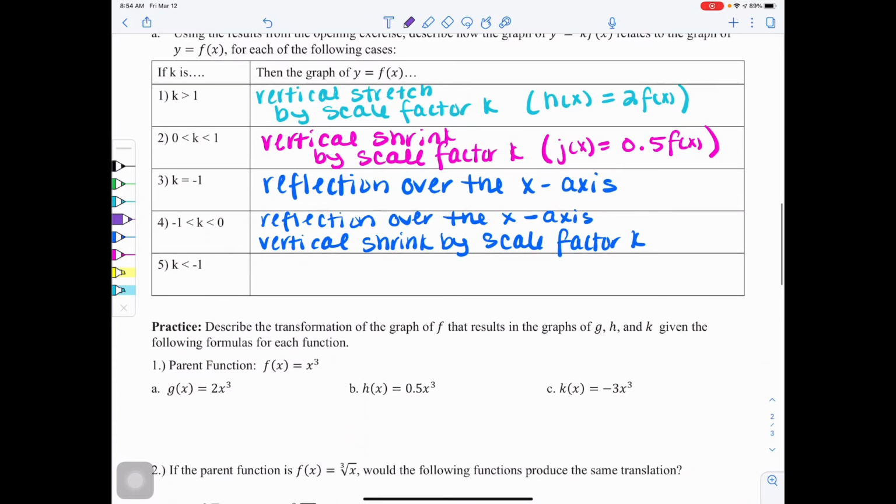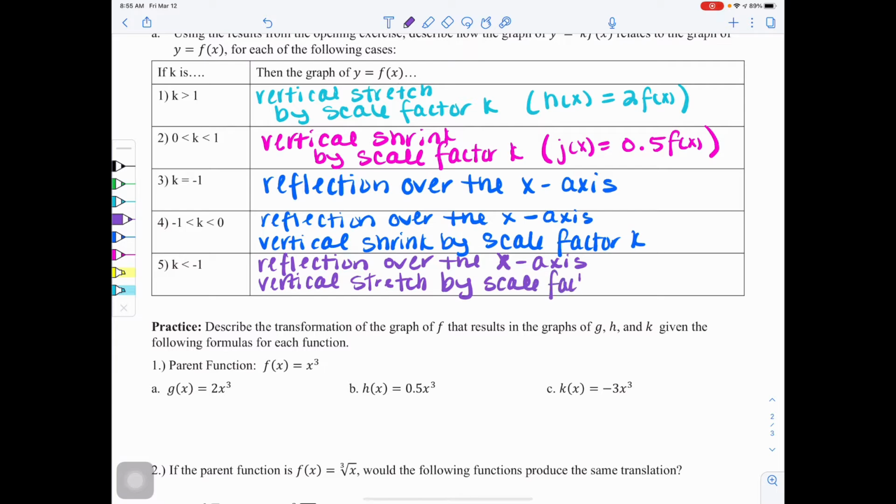So here we will have reflection over the x-axis because of the fact that it's negative. But we will also have a vertical stretch by scale factor k, because of the fact that it's less than -1. So this is referring to our example of k of x, which was equal to -2 times f of x.